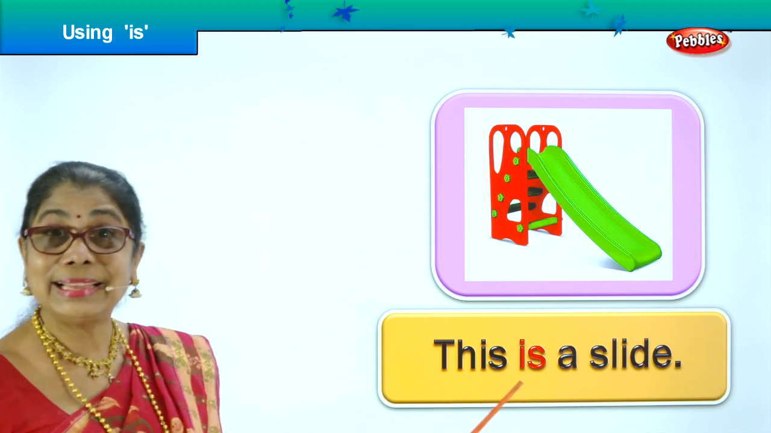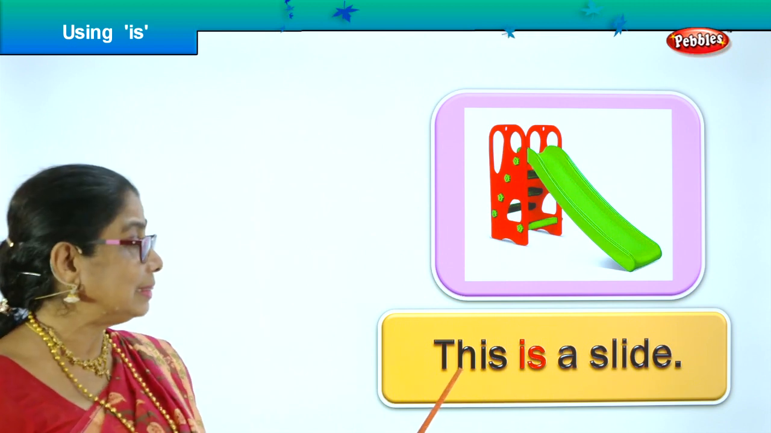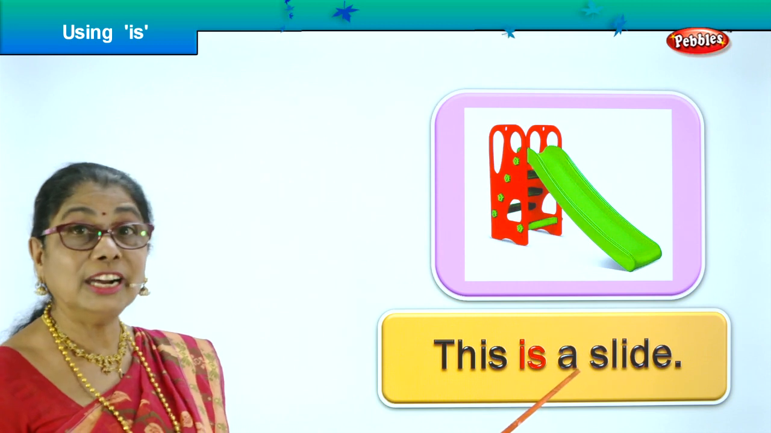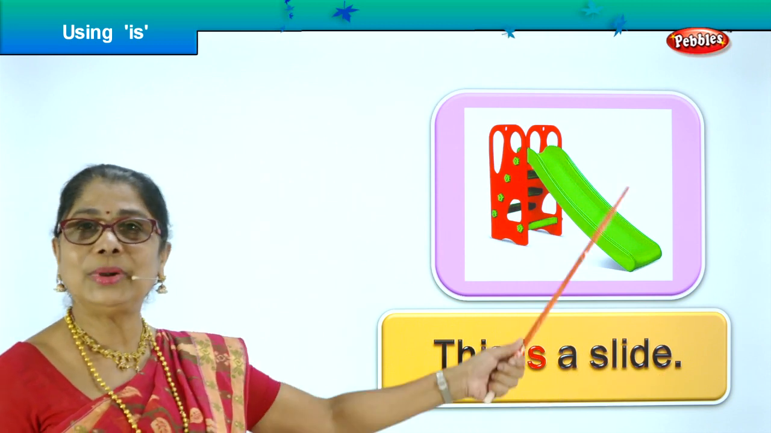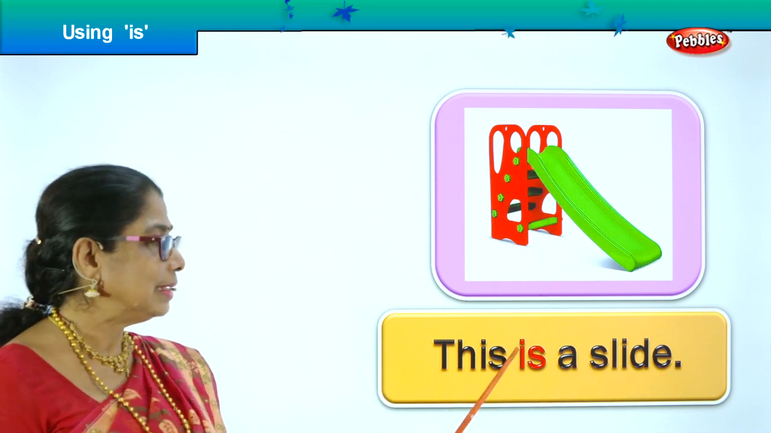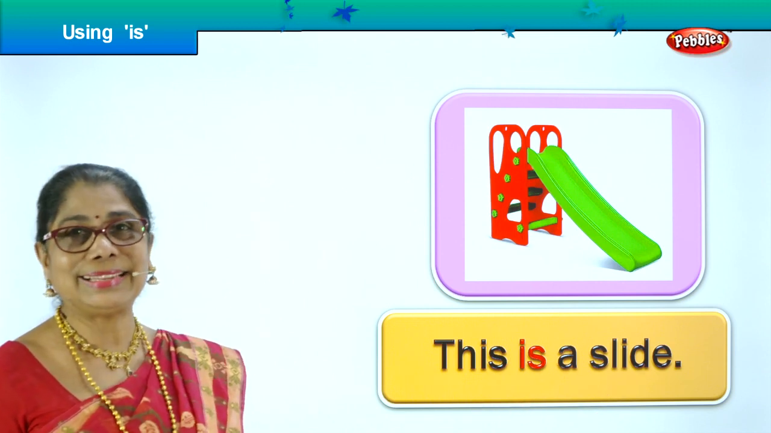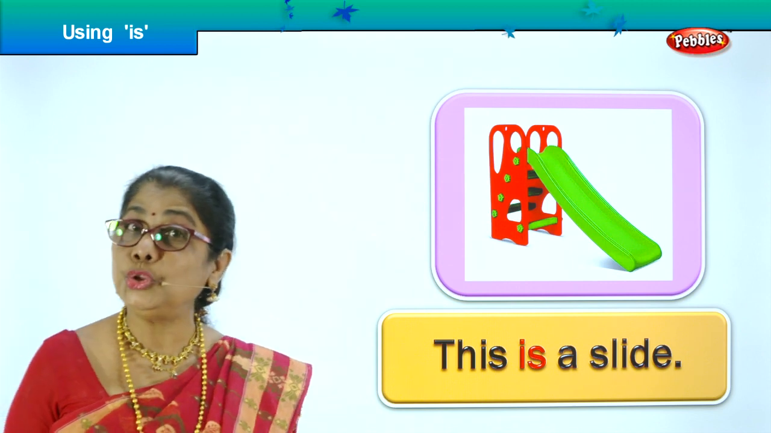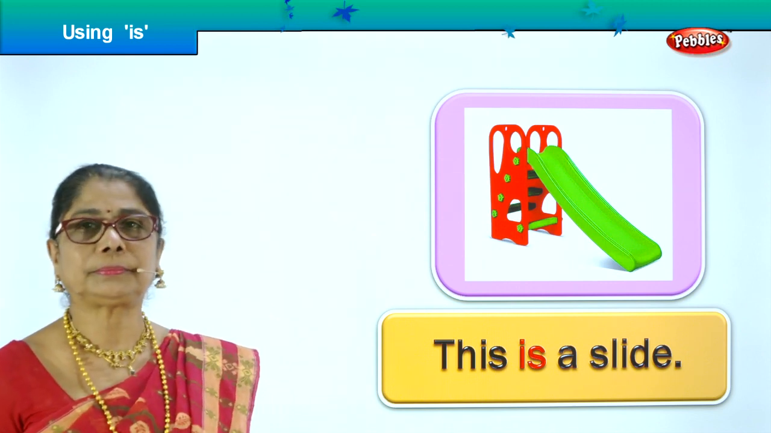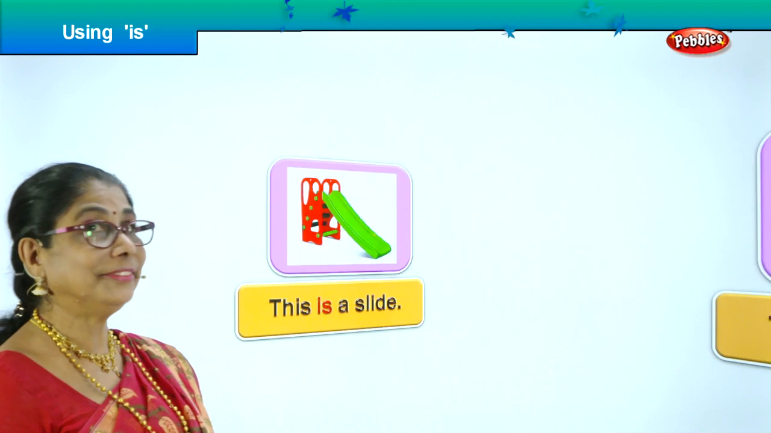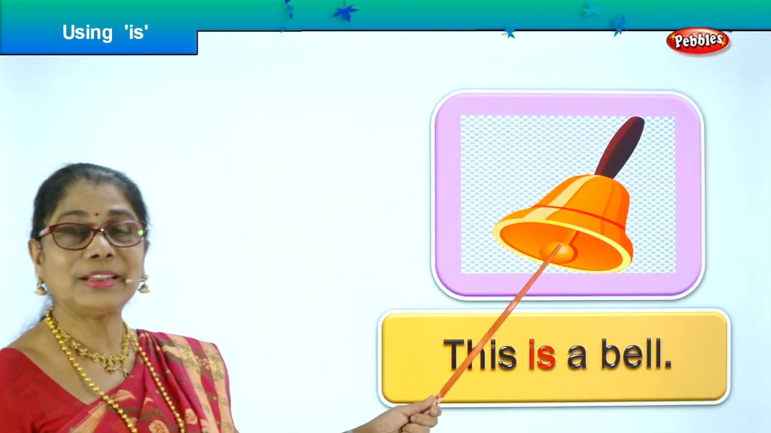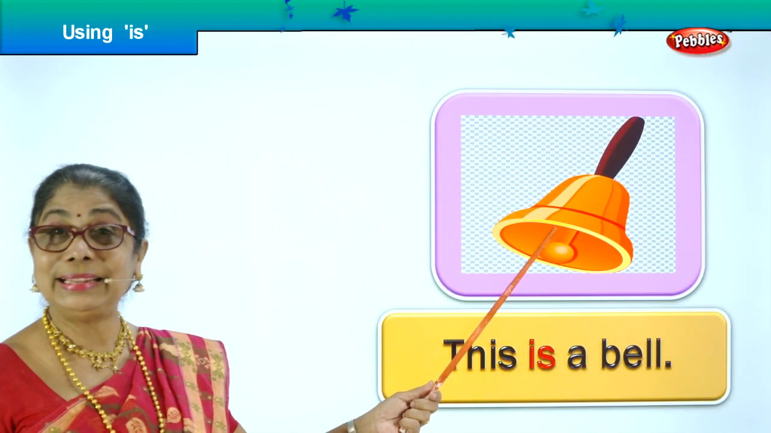Look at the sentence. Read carefully. This is a slide. What is this? This is a slide. Use of is in the sentence. Let's look at a new picture. See what you have. Have you seen this? Bell, yes.